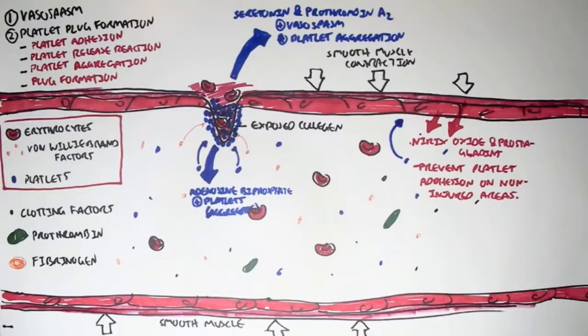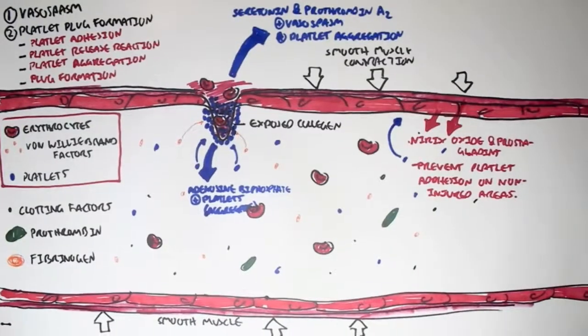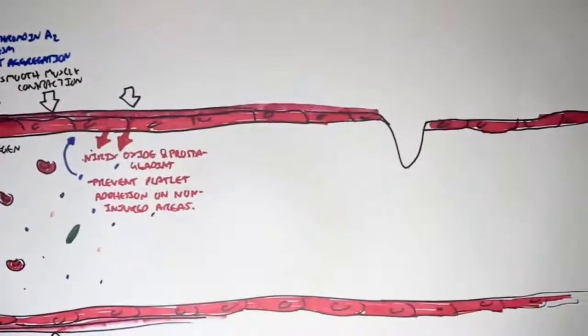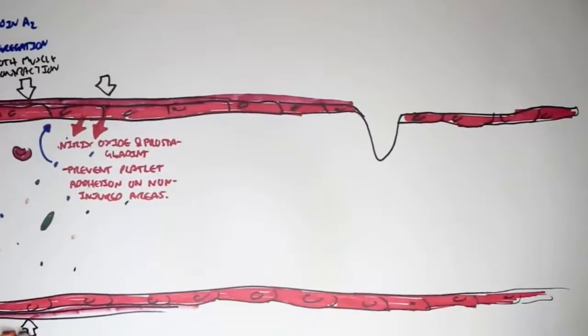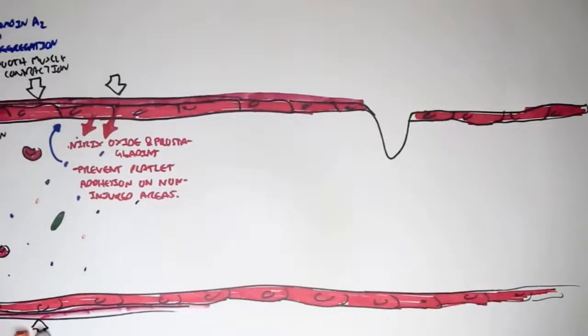However, this plug is not very strong, and so further processes are required to strengthen this plug, such as clotting factors. And this is where our third step of hemostasis comes in, which is coagulation. And this involves the clotting factors to further strengthen the plug that was formed by the platelets.